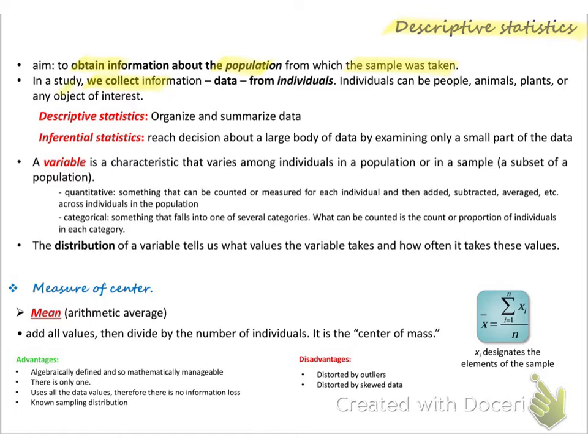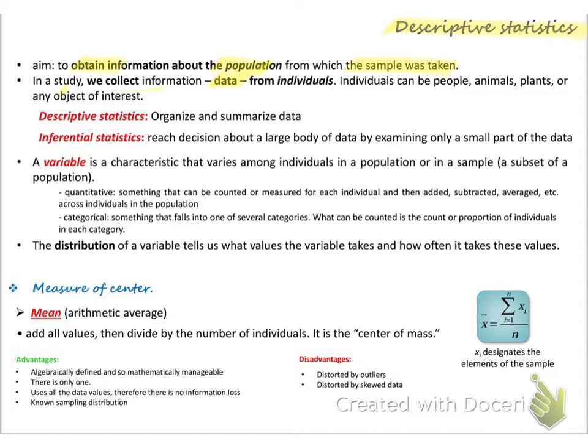In a study, we collect the data, not the information. Usually we collect data and then we convert the data into information. So we collect the data from individuals, okay? And these individuals could be people, animals, plants, insects, whatever object of our interest.